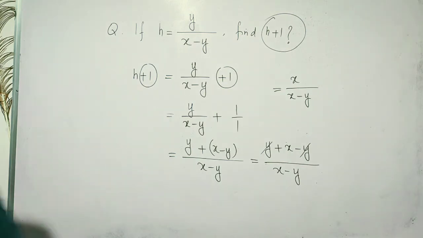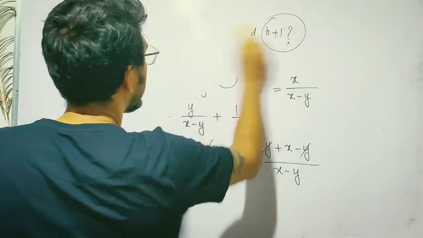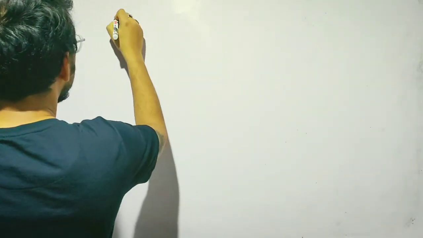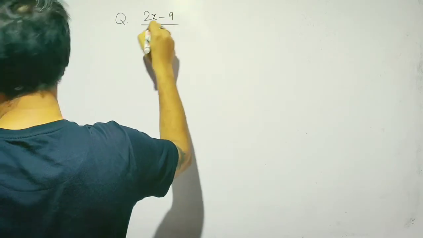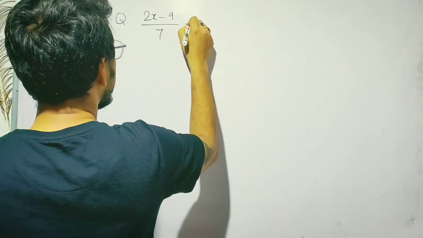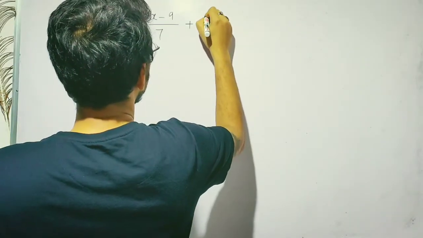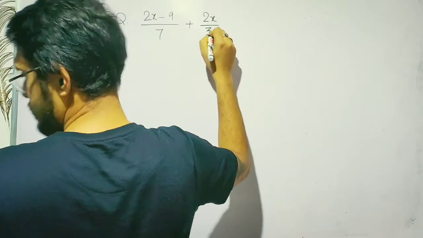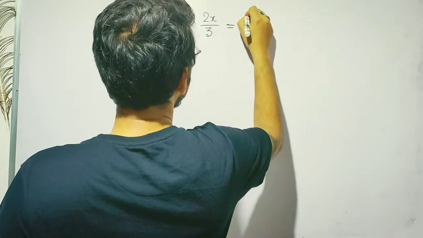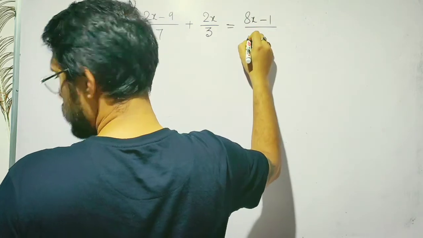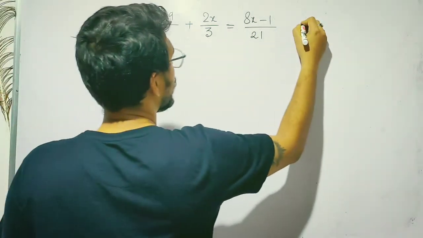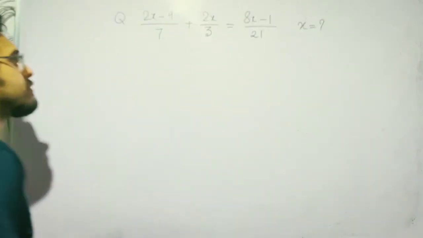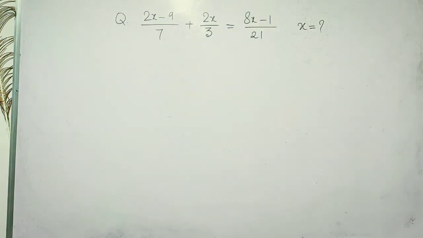So let us solve an equation. Two x minus 9 over 7 plus 2x over 3 equals 8x minus 1 over 21. Now we have to solve for x. We have to find what is the value of x over here. So, how to do it?